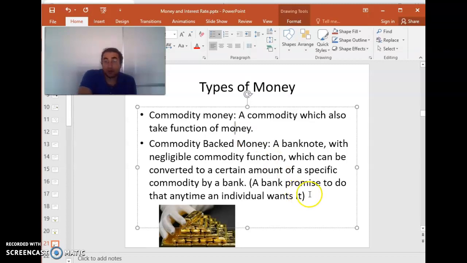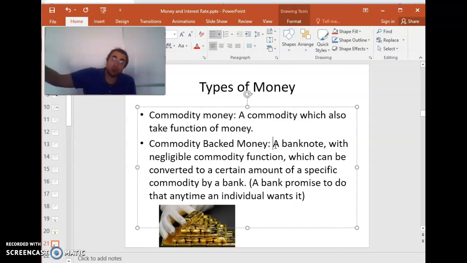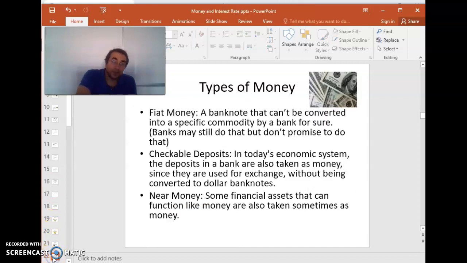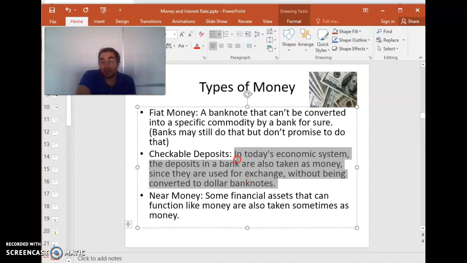The second type of money is commodity-backed money. That's a banknote which can be converted to a commodity. That was pretty much most of the banknotes up to the 1970s. And then you have fiat money, that's current money, a banknote that cannot be converted to a specific commodity, basically. Well, here are the money types we have seen up to this point in the history part also. After this point, however, we will see certain other types of money which we have not seen in the history part. First, checkable deposits.